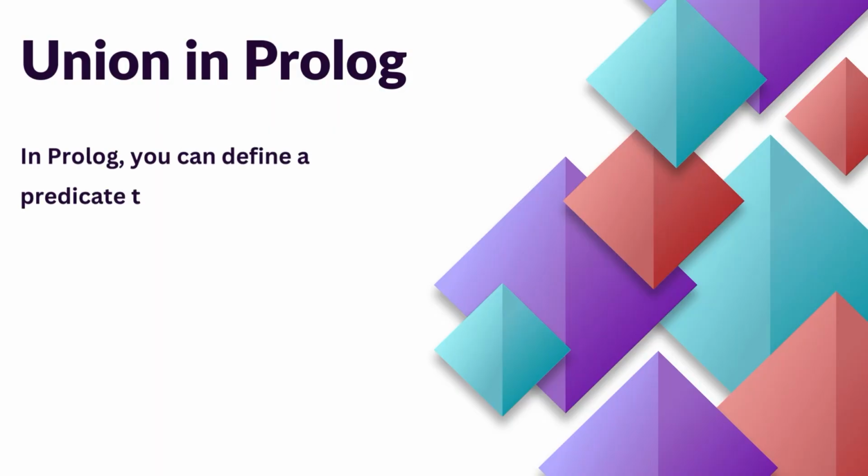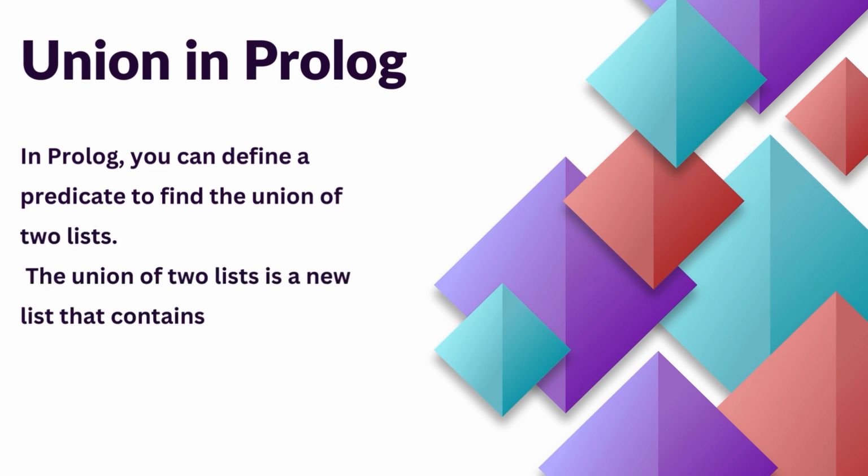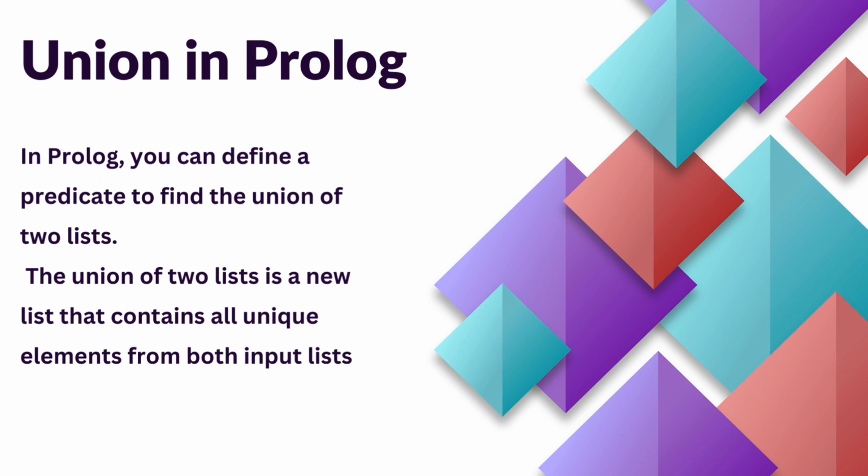Now, in today's topic, we have to cover union in Prolog. In Prolog, you can define a predicate to find the union of two lists. The union of two lists is a new list that contains all unique elements from both input lists. Here are 5 examples of how to find the union of two lists in Prolog.